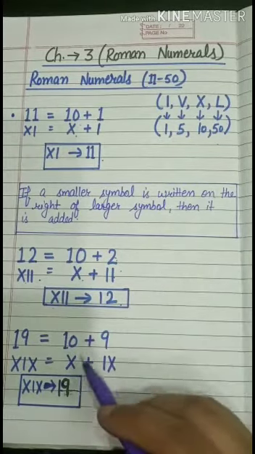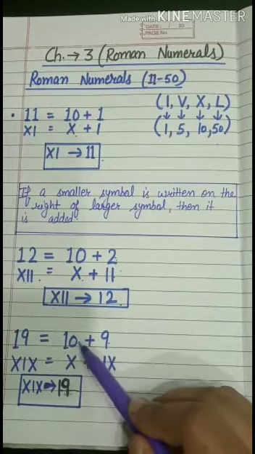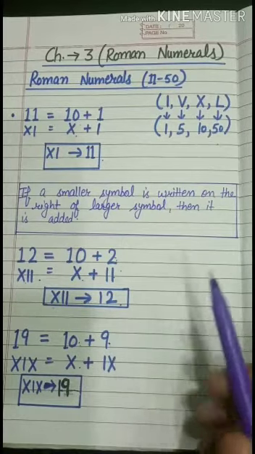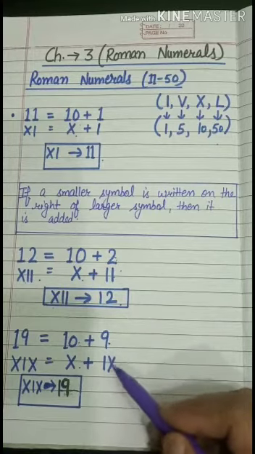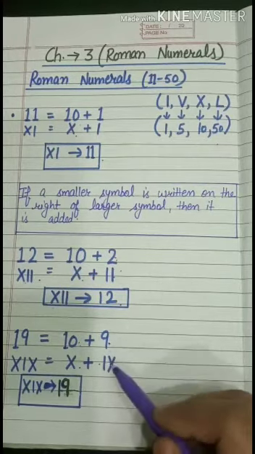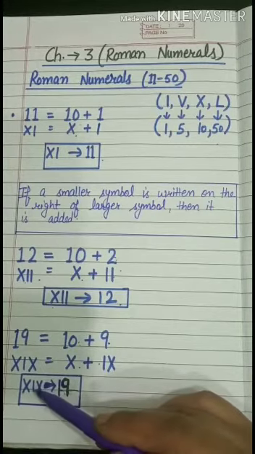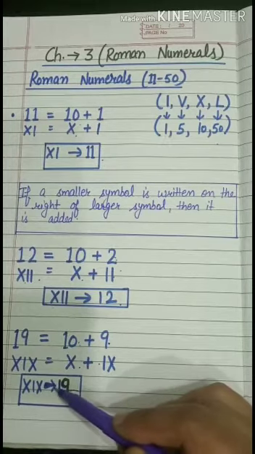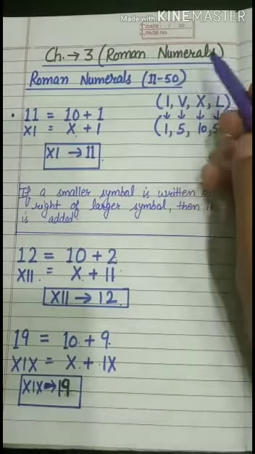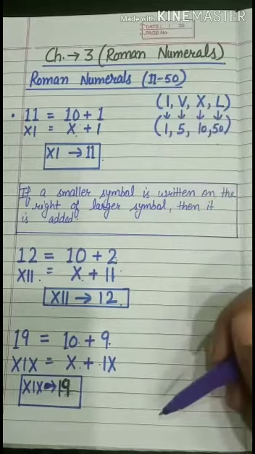In the same manner, we can write 19. 19 can be written as 10 plus 9. For 10, we will use the symbol X. And for 9, we have done yesterday that we use the symbol IX. Here also it is added. By the same rule, we write the smaller symbol to the right side of the greater symbol. So XIX stands for 19. So by following the same pattern, you can write the Roman numerals from 11 to 19.